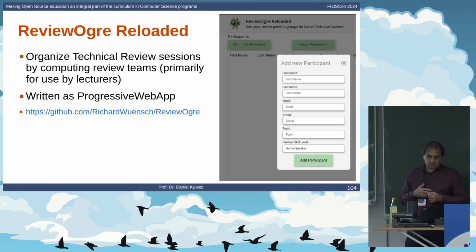We had a very hacky Java Swing app before, and then we supervised a project where this was revamped. That's why it's called Reloaded here. Right? And we got a new nice tool that I can use since then.